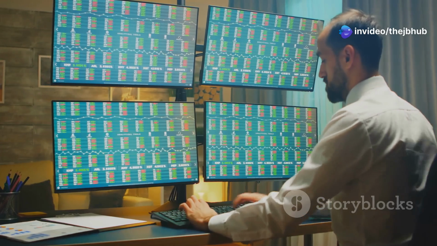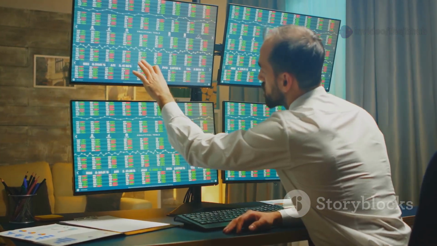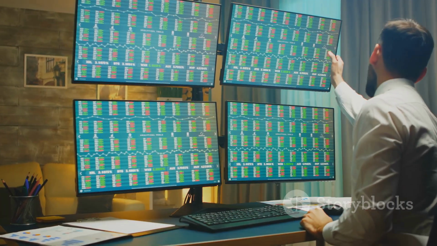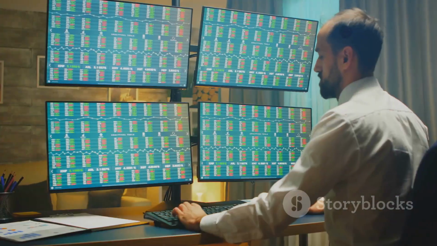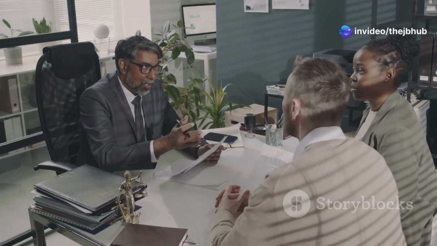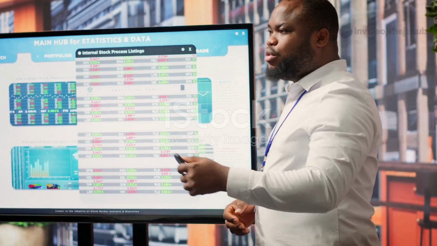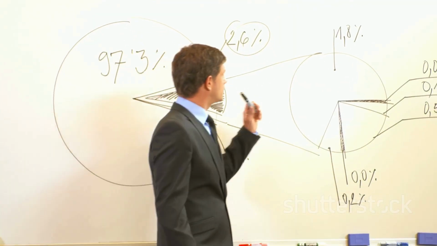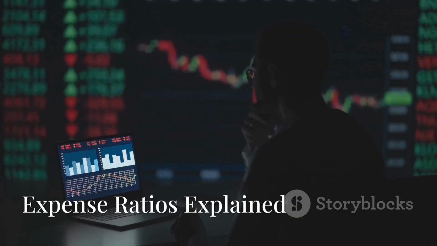Expense ratio. The expense ratio is defined as the percentage of a fund's assets used to pay operating costs and is calculated by dividing the fund's total expenses by the average net assets in the portfolio. The expense ratio includes the management fee, administrative fees, and 12b-1 fees, but does not include sales charges. Take note, total expenses divided by average net assets is the expense ratio.